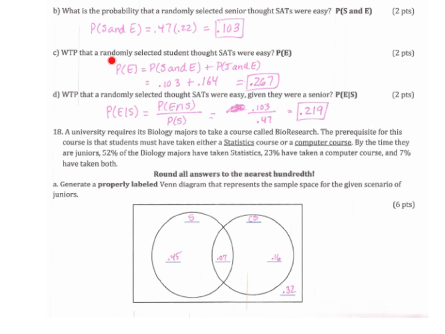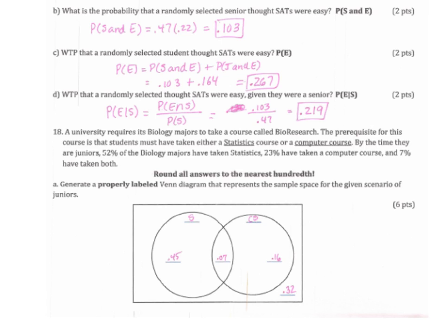So the probability of something being easy was senior and easy or junior and easy. So add those two together. That gives you the 0.267. And then the conditional, the probability of easy given senior, is probability of easy intersect senior divided by probability of senior. I saw a lot of people here with probability of easy in the denominator.